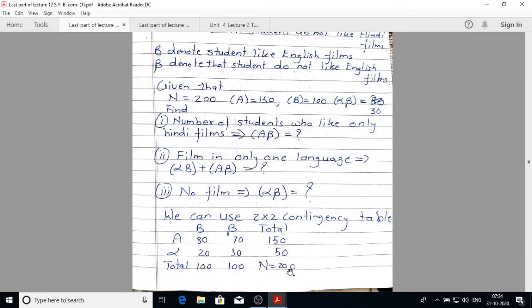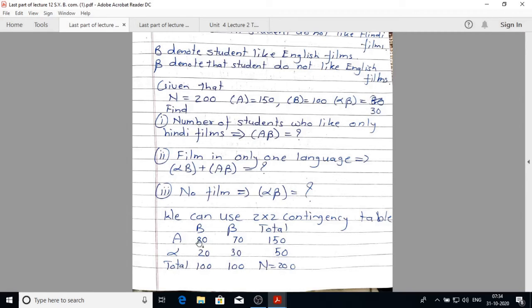We are given n is equal to 200. Frequency of class A is 150. Frequency of class B is 100. And frequency of alpha beta is 30. So alpha beta, the frequency is 30.